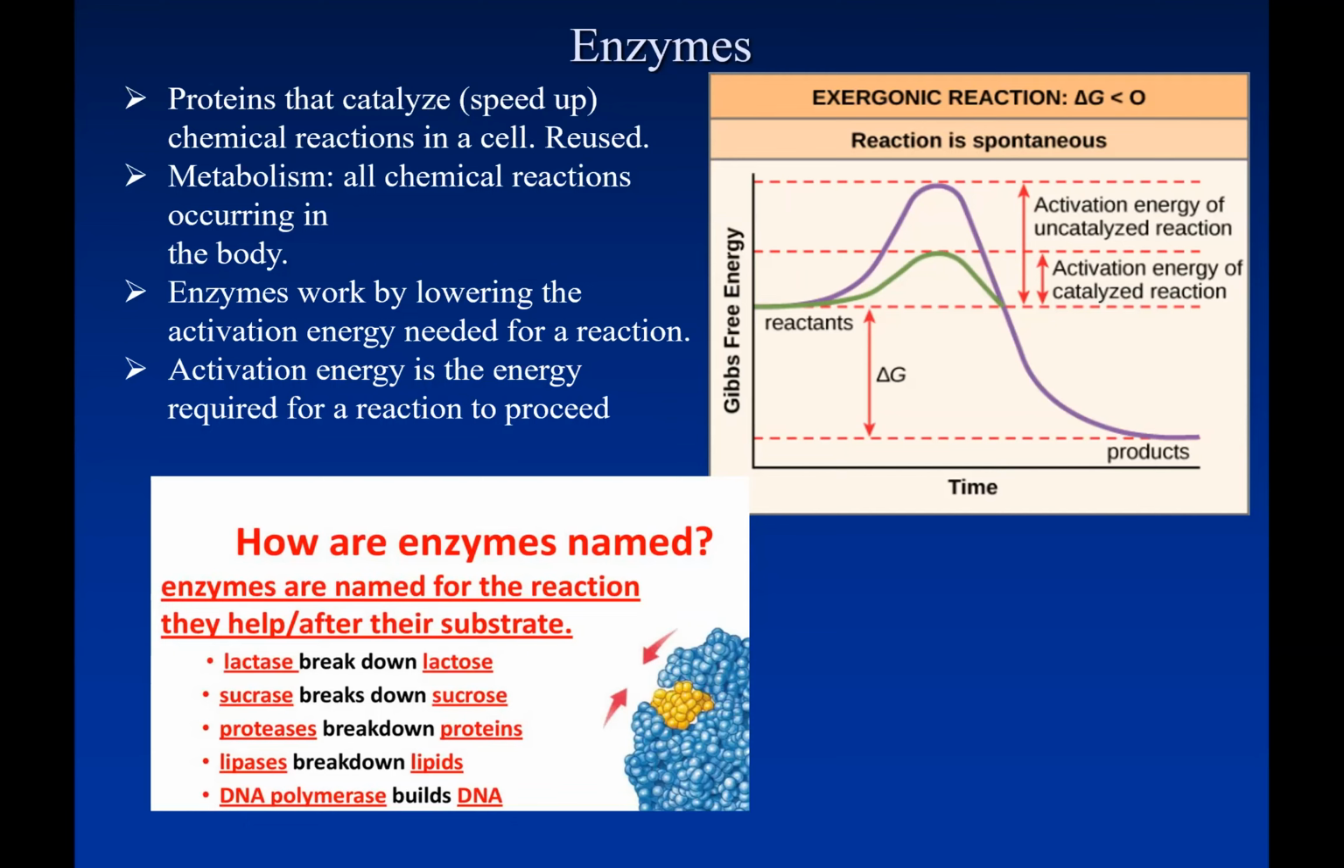So remember, an enzyme is a biological catalyst. It's speeding up a chemical reaction by lowering the activation energy, and it is not consumed in the reaction. It is reused. That's what the picture here is showing. This is the energy barrier for the reactants to become products. And when an enzyme is present, it reduces the activation energy.